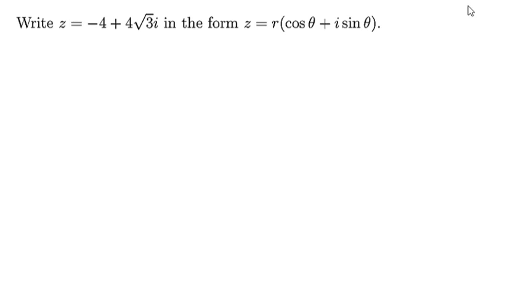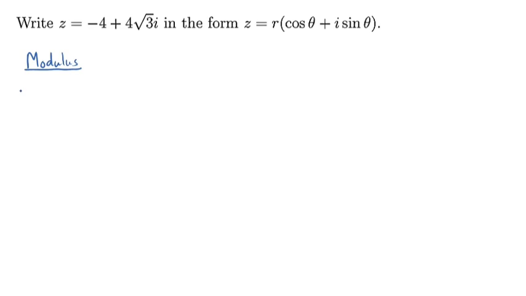So how can you write z = -4 + 4√3 i in the form z = r(cos θ + i sin θ)? To start with, we need to find two things. We need to find the modulus and the argument. So let's start by finding the modulus.